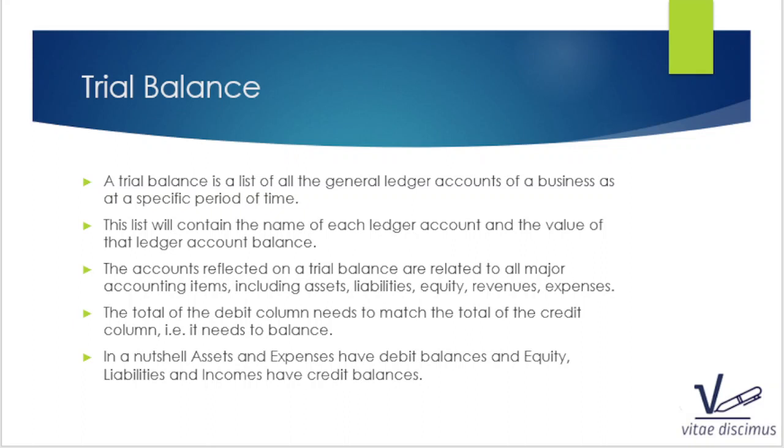So the total of the debit column needs to match the total of the credit column. That is, it needs to balance. So a trial balance needs to balance all the time. So in a nutshell, assets and expenses have debit balances, whereas equity, liabilities, and your incomes have credit balances.